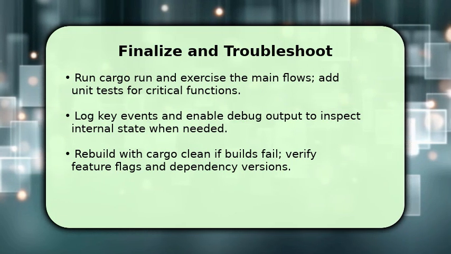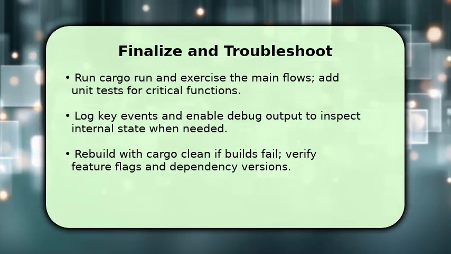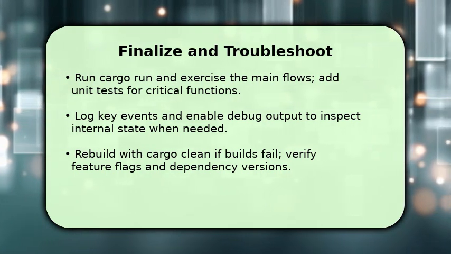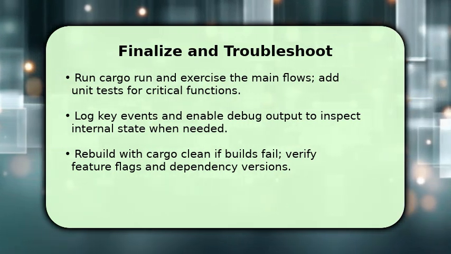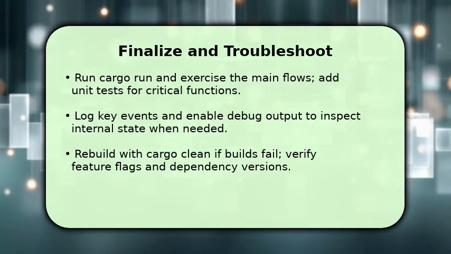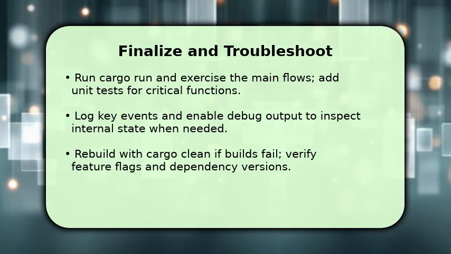If something fails, rebuild after cargo clean and confirm feature flags match your code paths. One key troubleshooting tip: if compilation errors reference traits or lifetimes, inspect the API version and feature set. Mismatched features are the most common root cause.